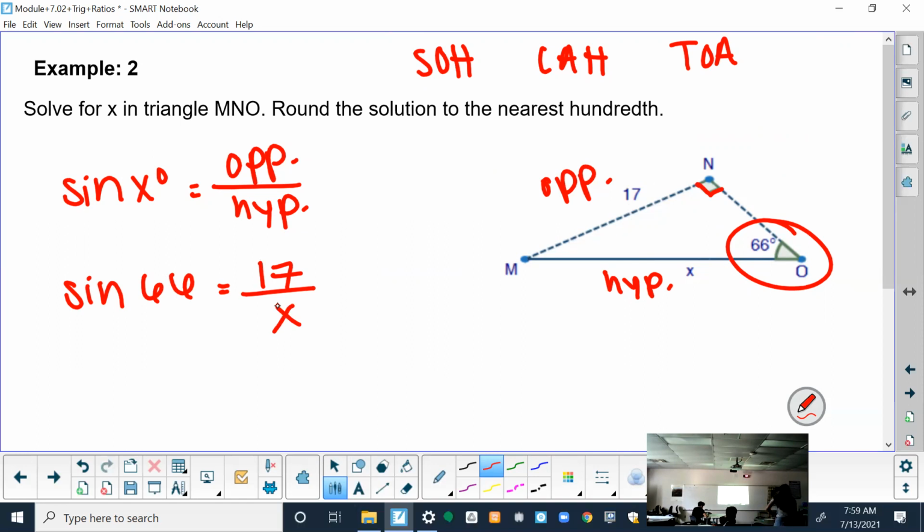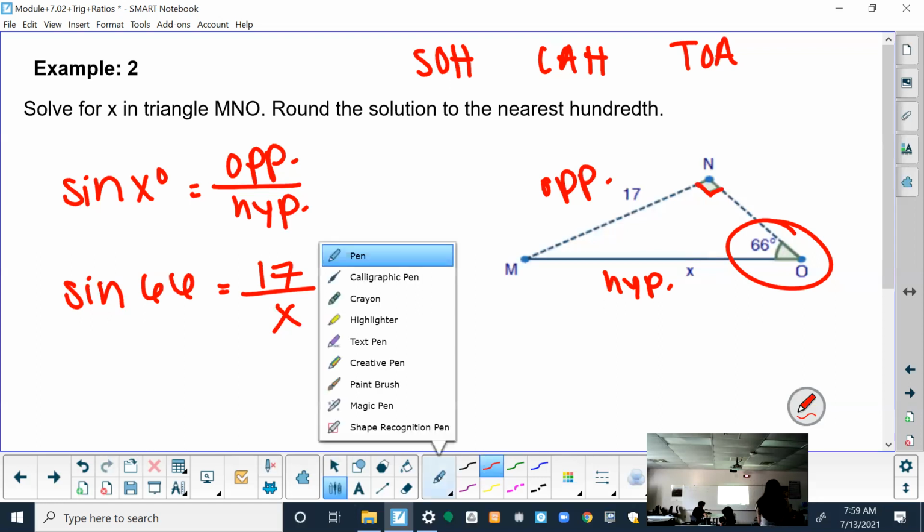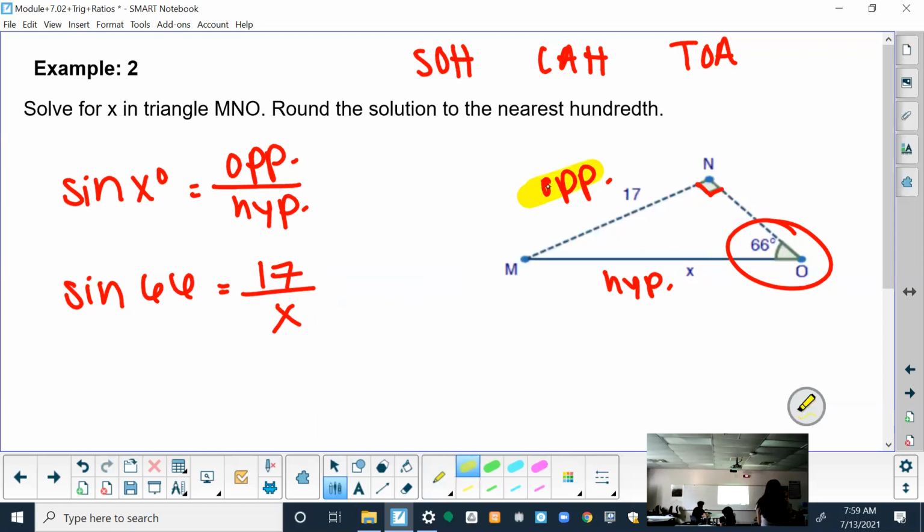All right, any questions how we set that up? All right, again, I knew what function to use because I looked at what it gave me. It gave me this side, it gave me this side, it didn't give me anything for adjacent. So that goes with sine, opposite over hypotenuse.